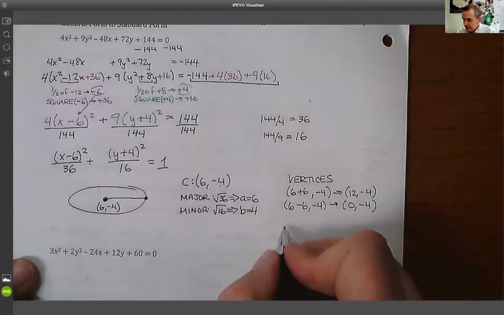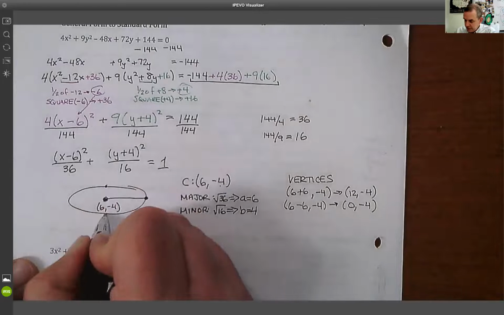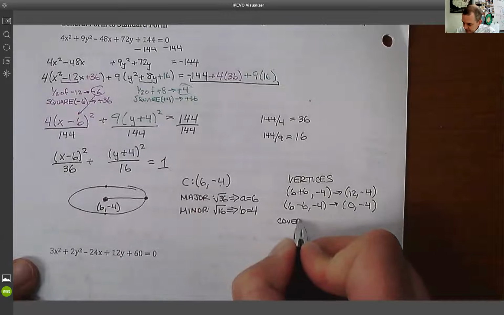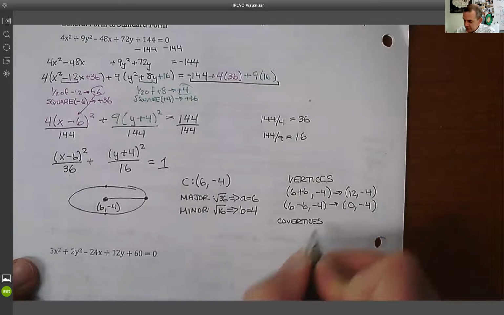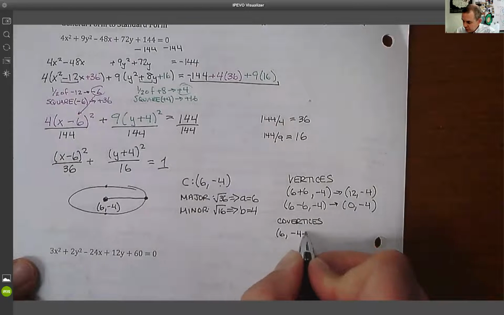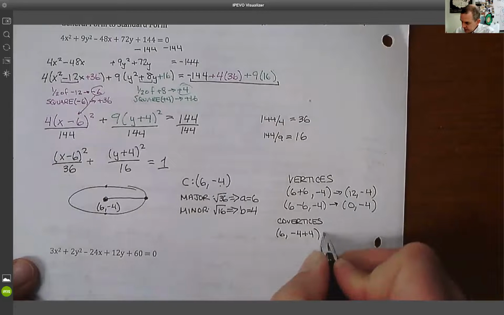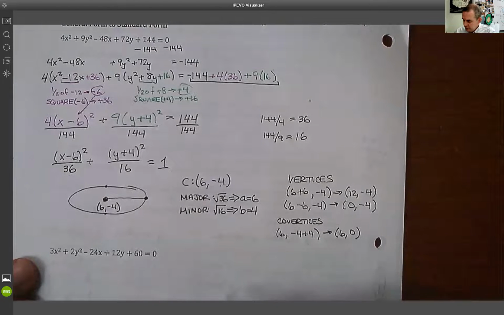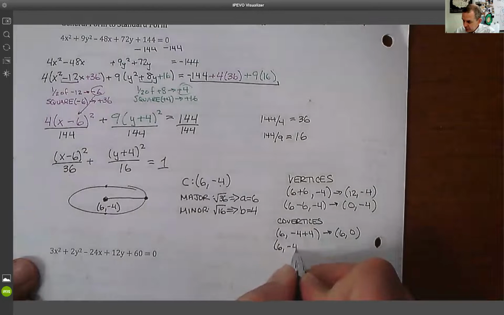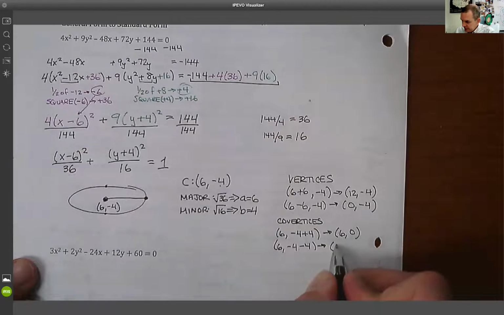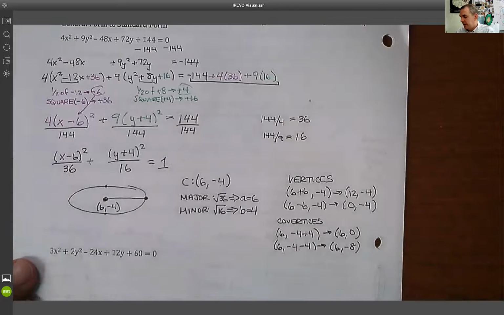If I wanted to figure out these up here, the co-vertices, I could do that as well. I would just add the b. So if I want to do my co-vertices, again, I'm not going to ask you this, but this is how we do it. We do (6, -4) plus 4. That gives me (6, 0) as one of the co-vertices. (6, -4) minus 4, because I'm pulling that b right there, is going to give me (6, -8). That's going to tell me my other co-vertex.